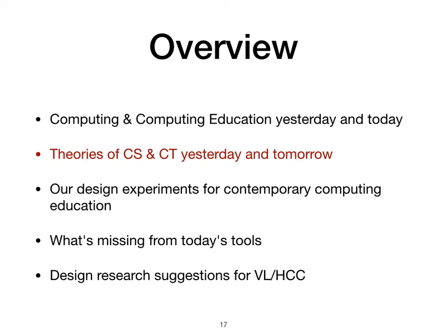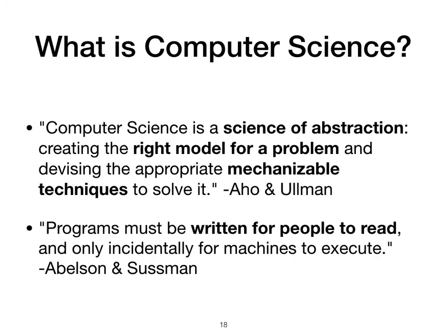And now I want to get just a little bit more theoretical. What do we even mean when we say computer science? Well, Aho and Ullman have said that computer science is the science of abstraction, that it's about creating the right model for a problem and designing the appropriate mechanizable techniques to solve it. They're talking about abstractions and models, representations of problem domains, and the construction of algorithms to work with those abstractions.